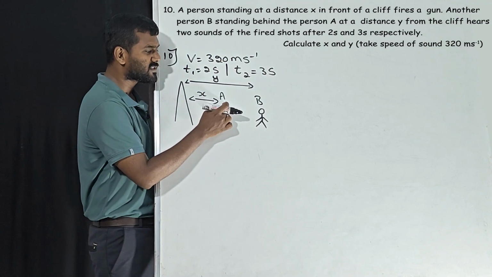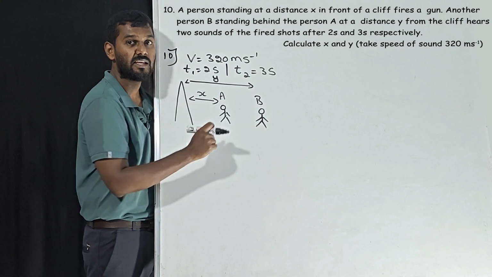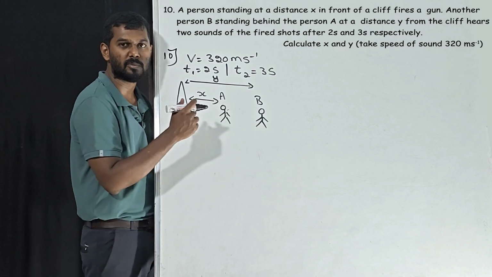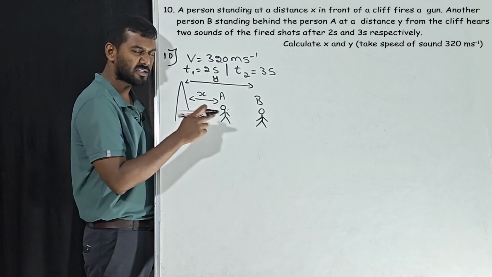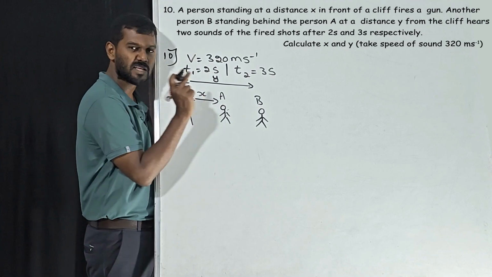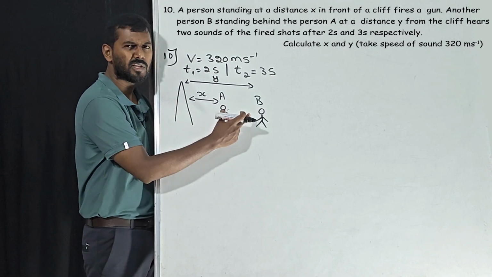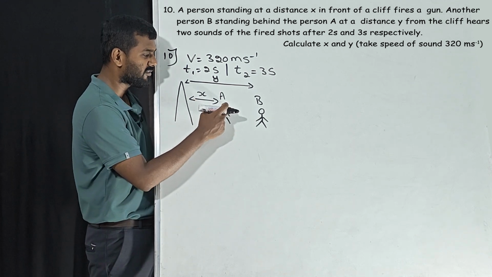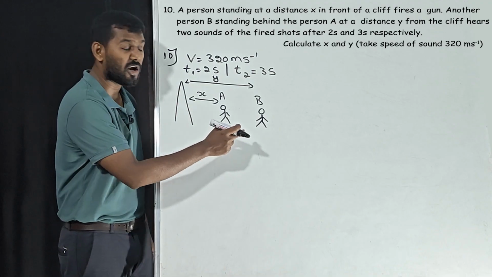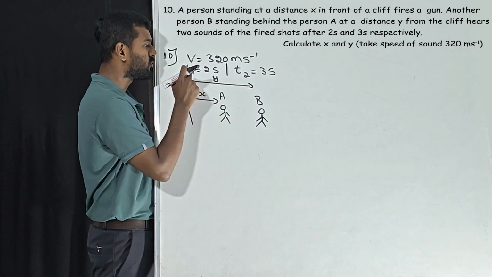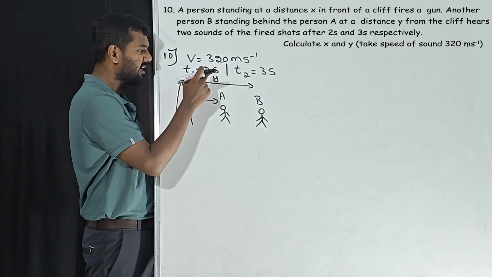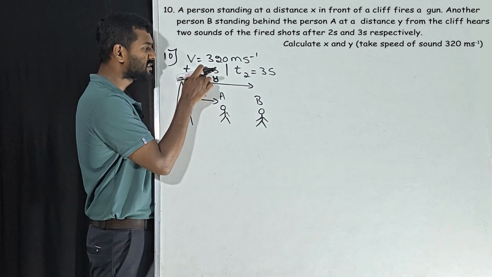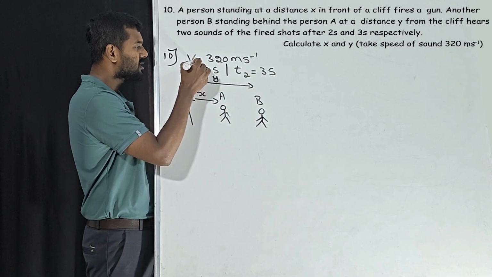Whenever the sound is traveling from person A to person B, whenever he fires the gun, the sound will travel in both directions. In this direct direction, do you think this is related to echo? No, right? This is not related to echo because the sound is traveling from this person to this person directly. Out of these two times, which time is related to this direct movement? Obviously it is T1 only.